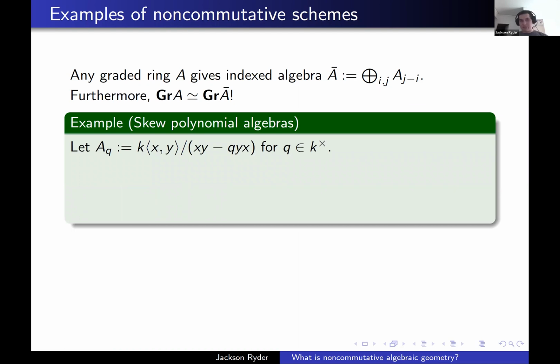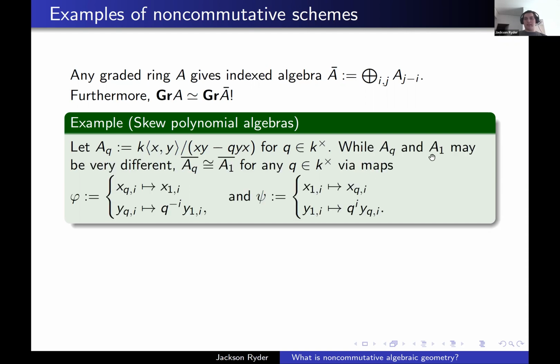So we'll let AQ just be the free algebra on two generators, quotient out by this relation here. When Q is equal to 1, this is just going to give us our regular commutative polynomial algebra. But if Q is not equal to 1, it's going to give us something very non-commutative. So those graded rings, AQ and just A1, are obviously very different. Like one's commutative and one's not.